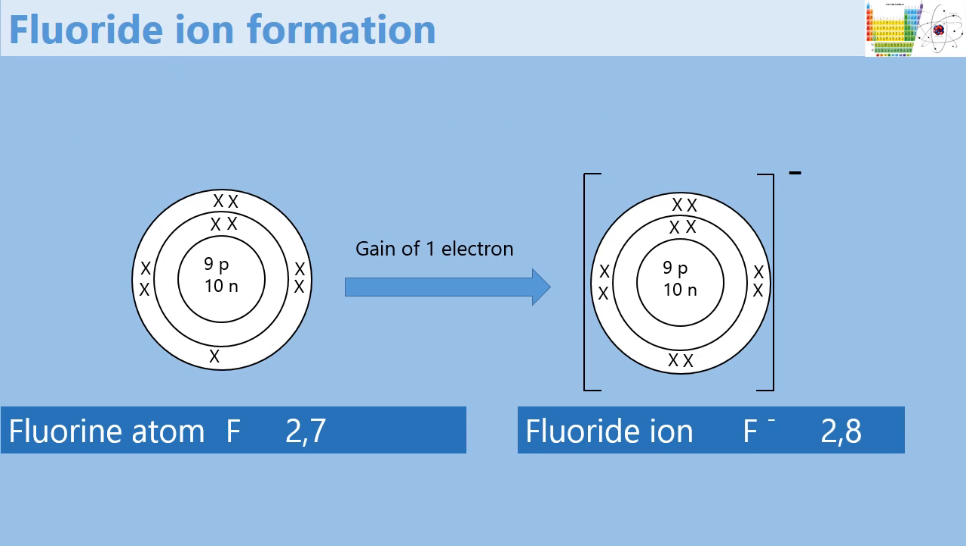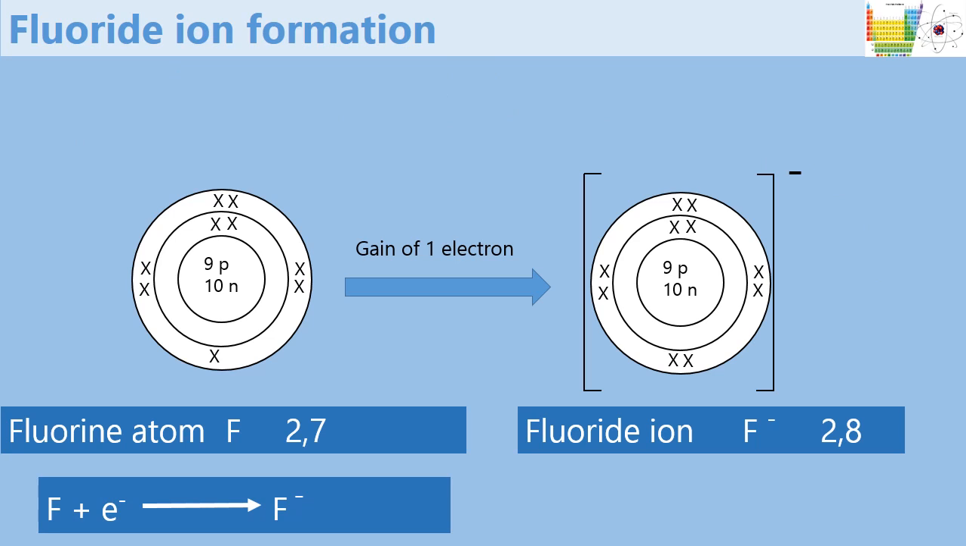Again, for the equation, a fluorine atom gains 1 electron. Again, we don't need to write 1. The e minus stands for itself, to give us a fluoride ion with a superscript negative sign. You can see how to write a fluoride ion.